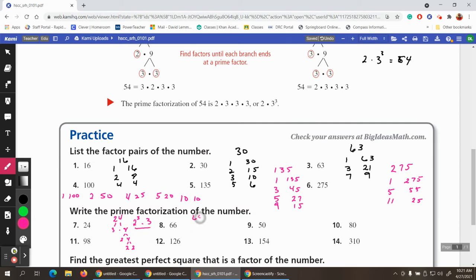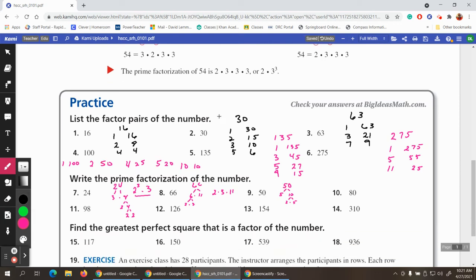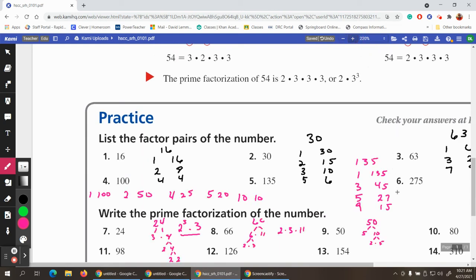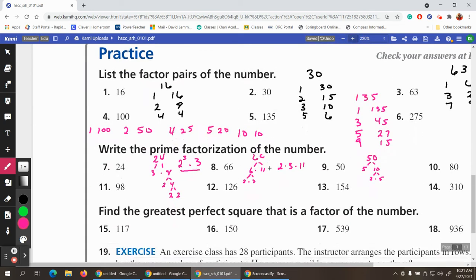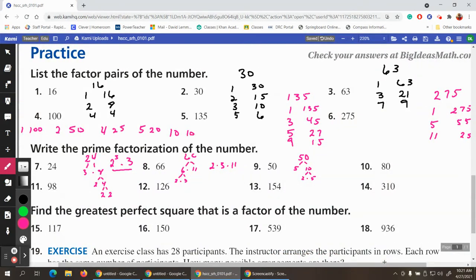All right, so 66. 66, we know that's 6 times 11. 11's prime. 6 is 2 times 3, so that would be 2 times 3 times 11. 50. We know 50, 5 times 10. And 10 would be 2 times 5. Here, let me zoom in a little bit on this so that we have a little more room to write. There you go. All right, and so that'd be 2 and 5. So this would be 2 times 5 to the second.